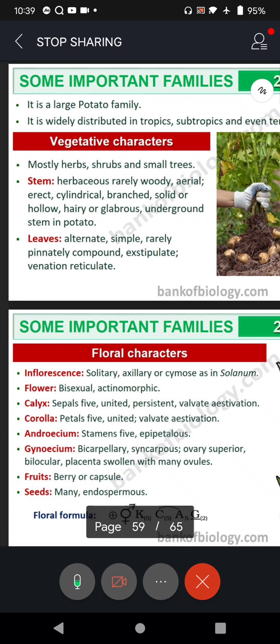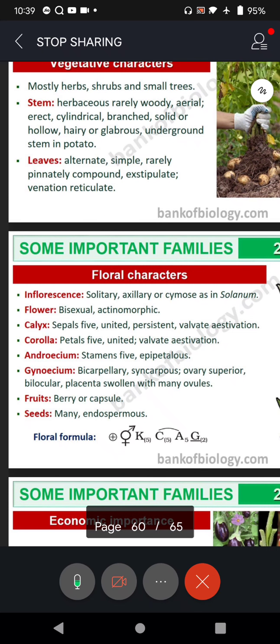Then comes the floral characters. When you describe root, stem, leaf, those are vegetative characters. Then when you come to floral characters, you are going to describe the flower and the inflorescence. Two things that you need to describe under floral characters. The first one is flower. We will take the flower. Flower is bisexual and actinomorphic. So you are using only technical words in this.